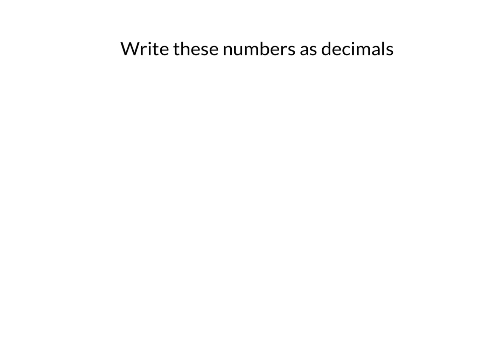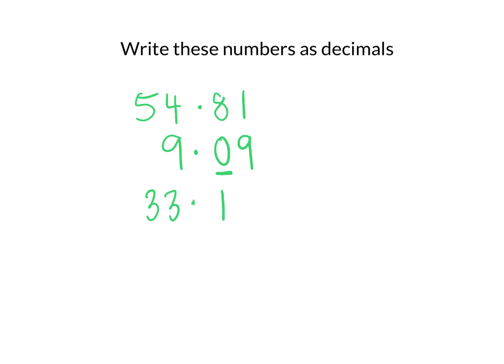The first one was 54 and 81 hundredths. 54 decimal with the and, 81 hundredths. Beautiful. Next one was 9 and 9 hundredths. That 0, very important. The next one was 33 and 1 tenth and 3 hundredths, or 33 and 13 hundredths. And the last one was 44 and 67 hundredths.